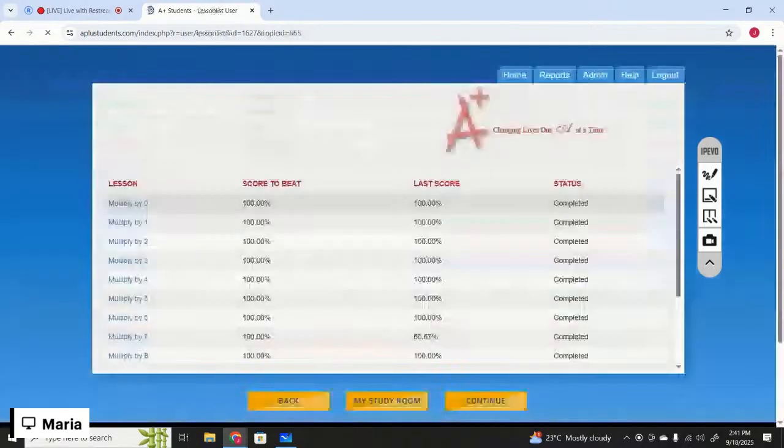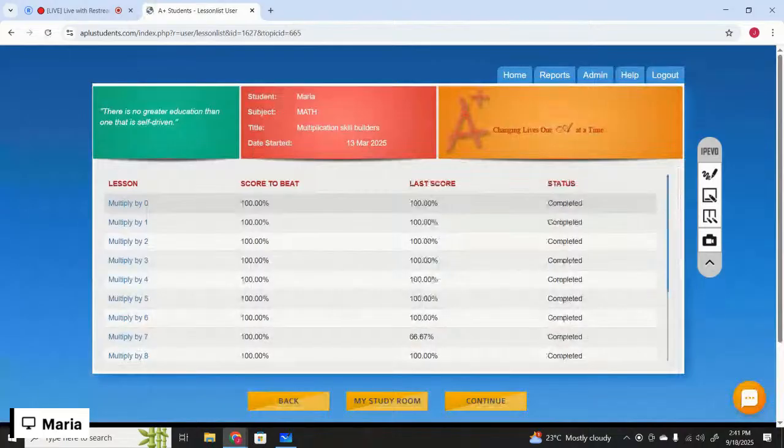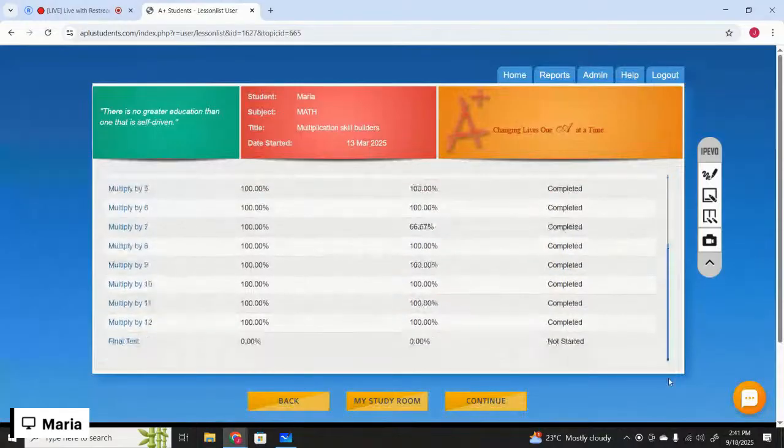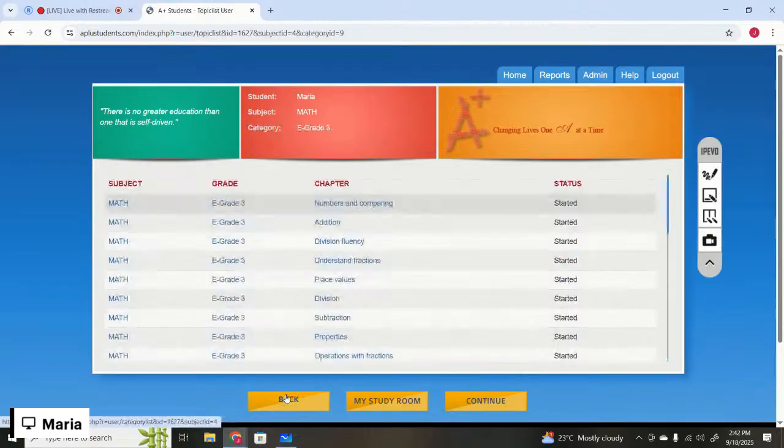Okay, you can complete the lesson by yourself later today. So we were working on grade 3 math. The chapter we were working on is multiplication skill builders. The lessons we have covered today are multiply by 8, multiply by 9, multiply by 10, multiply by 11, and multiply by 12. So please make sure before the next session you complete all the practice questions for the lessons we just did. That is your homework until next session.